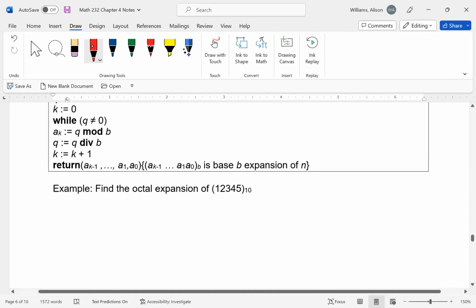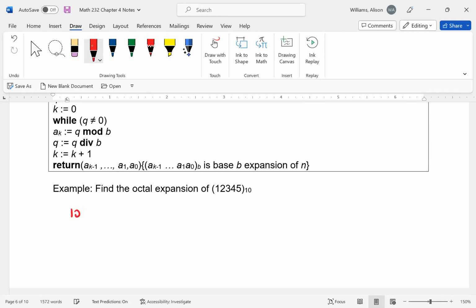But let's actually work through an example. I think it helps to see it written out. So I want to convert this to base 8, and it's currently base 10. So here's how I do that. I take my number, 12345, and I'm going to divide it by 8. So grab your calculator, do 12345 divided by 8, and you're going to get a decimal.